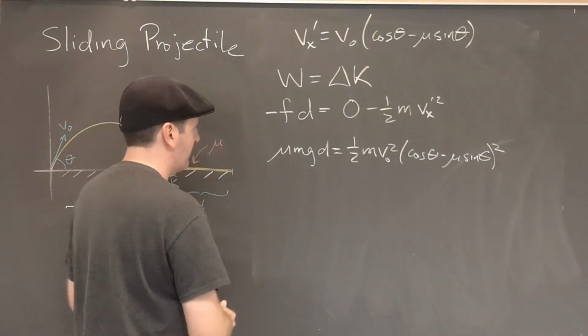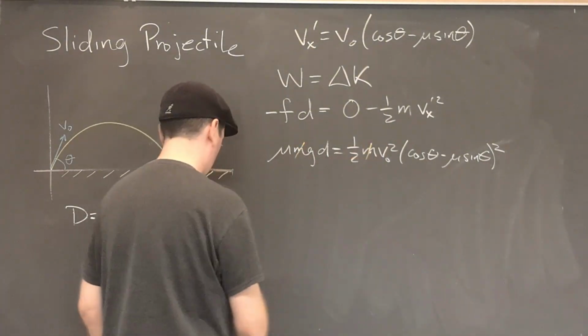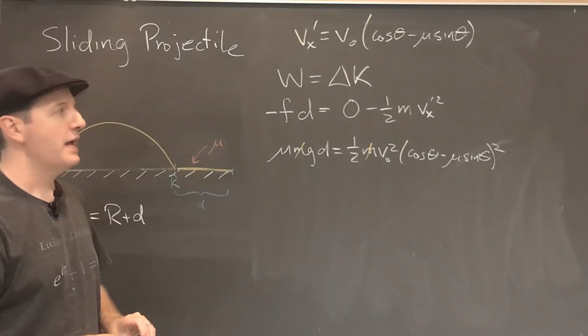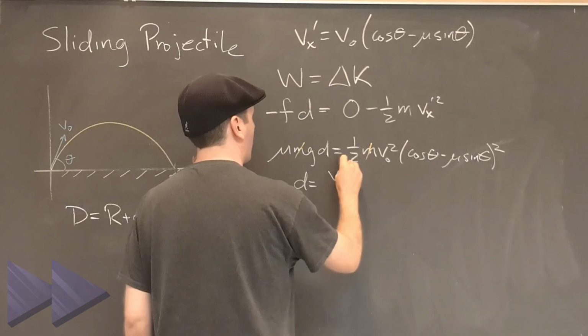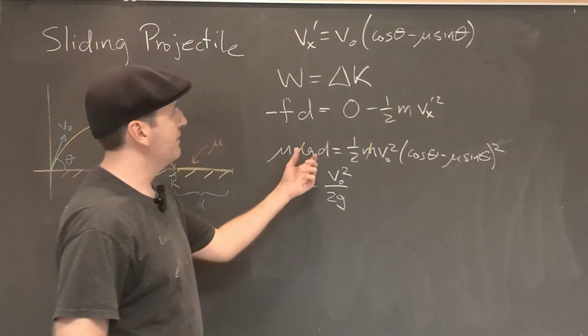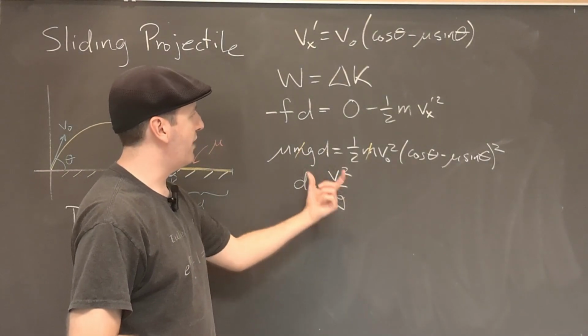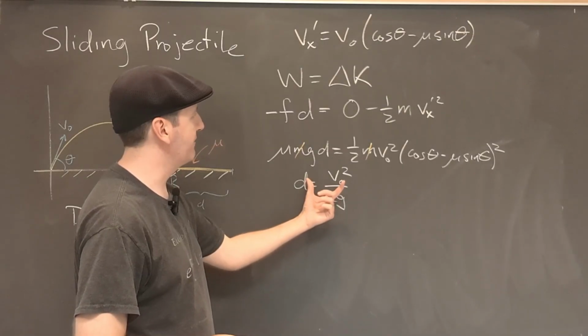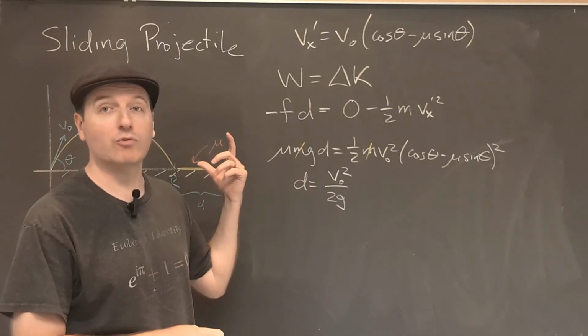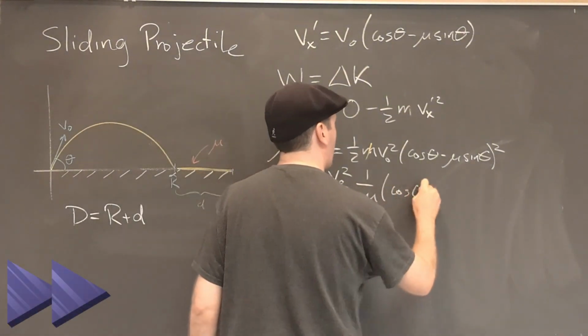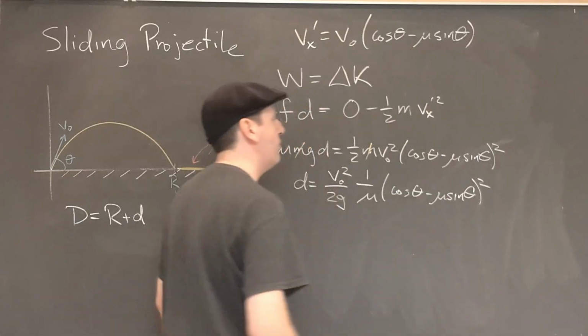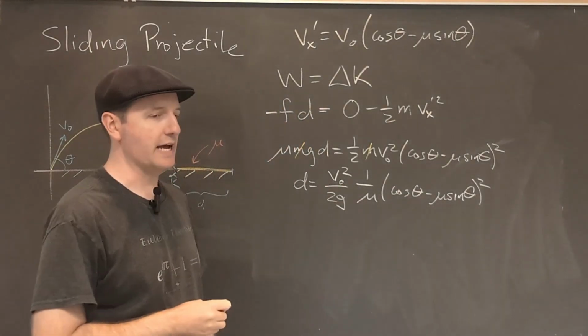Okay, thankfully the masses cancel out, because we weren't really told much about the mass, and we can solve immediately for d. I'm going to go ahead and put the v naught squared over 2g out front, because that's the piece that will look similar to what we get for our range formula from the projectile piece. And I won't bother to square out that binomial just yet.